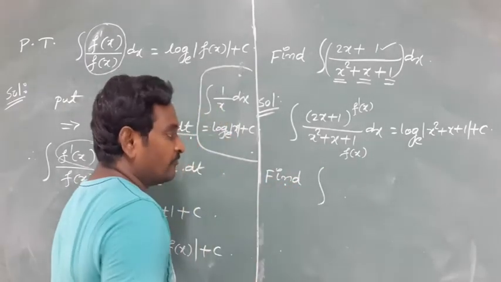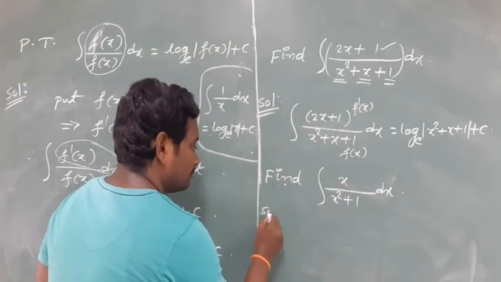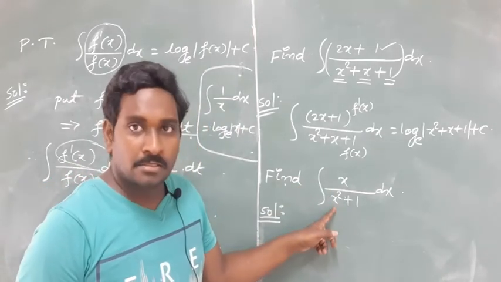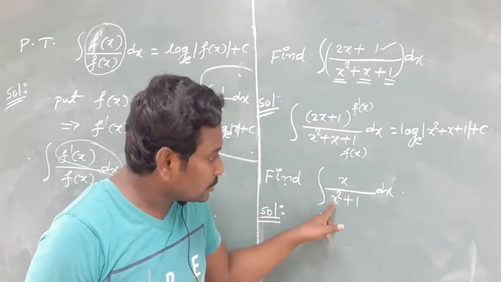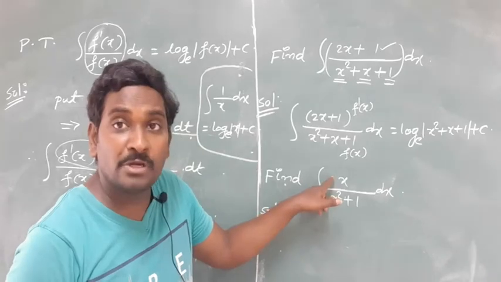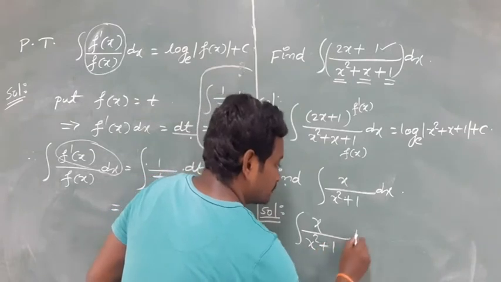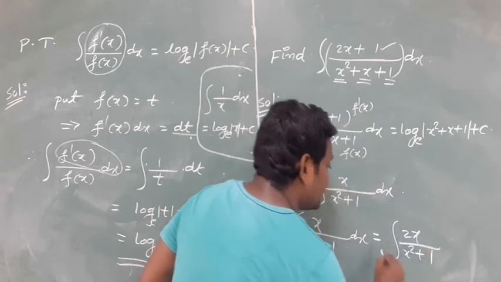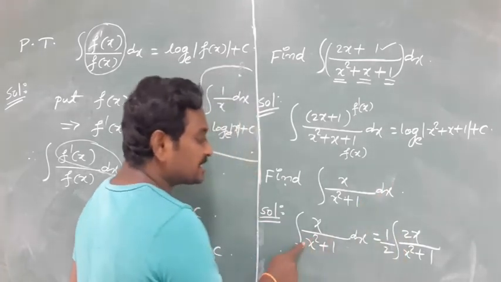Find integration of x by x square plus 1 into dx. Solution. Here also we have a numerator and denominator. So check the derivative of the denominator. In this case, the derivative of the denominator is 2x plus 0. So the derivative of the denominator is 2x. But in the numerator we have only x. That's why take the given integral, multiply the numerator with 2 and divide the denominator with 2. So write 2 into 2 by 2. The 2s cancel, you will get the same result.